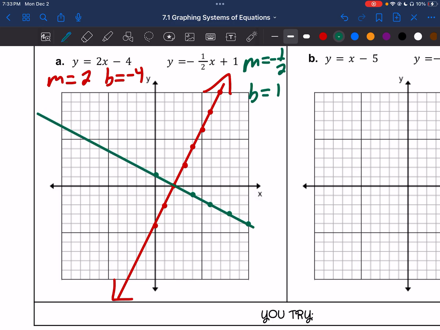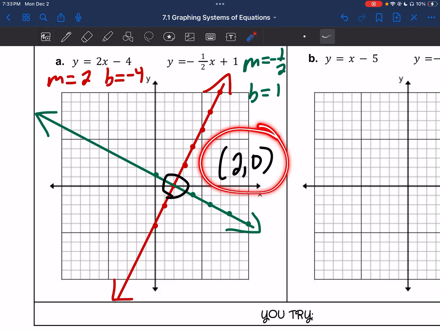And so, obviously, when we look at these, we can see where we intersect, and it's that point right here. And that point, the ordered pair, is the actual solution of an equation. So that is what you need to write: your ordered pair, your x and y coordinates.